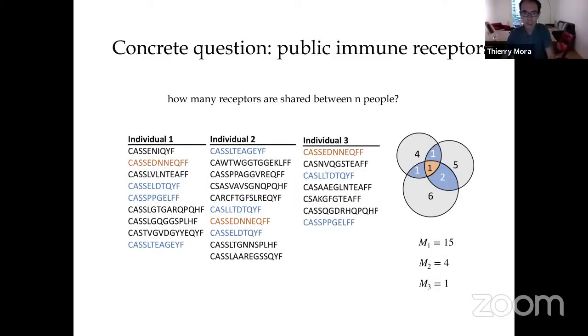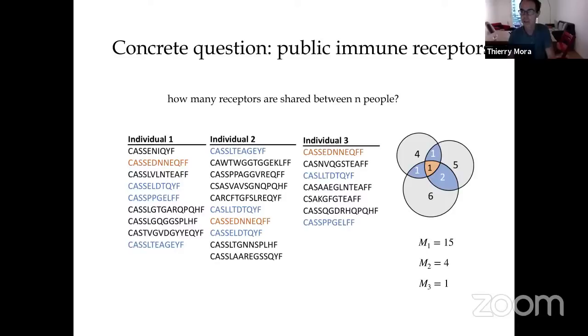So what does that mean? Take, let's say, three individuals and draw the list of all the receptors they have. Here you see the amino acid sequences of an important part of these receptors. And then you can ask for each receptor, in how many individuals did you see it? Here, 15 such sequences were seen in just one individual, so they would be purely private sequences. Four of them were seen in two individuals and one of them was seen in all three of them. So this is of course a cartoon.